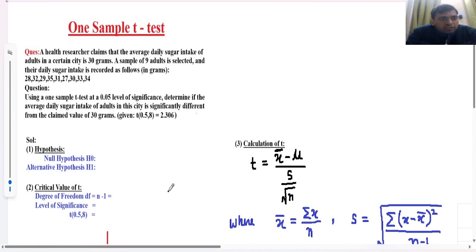Now the question is, using a one sample t-test at 0.05 level of significance, sometimes this may be 5% level of significance also, determine if the average daily sugar intake of adults in the city is significantly different from the claimed value of 30 grams.